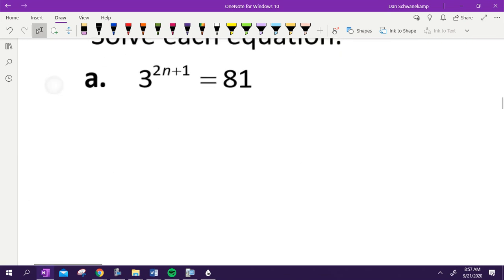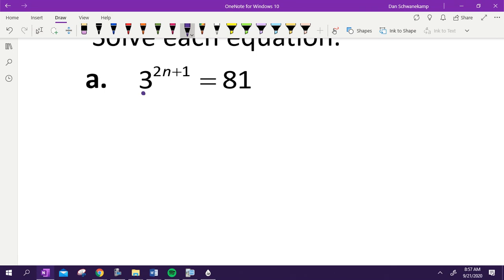So for letter A, 3 to the 2n plus 1 is equal to 81. Over here, I have a base of 3. If I could rewrite both sides to be the same base, then we're going to win. 3 to the 2n plus 1. Can I rewrite 81 as 3 to a power?